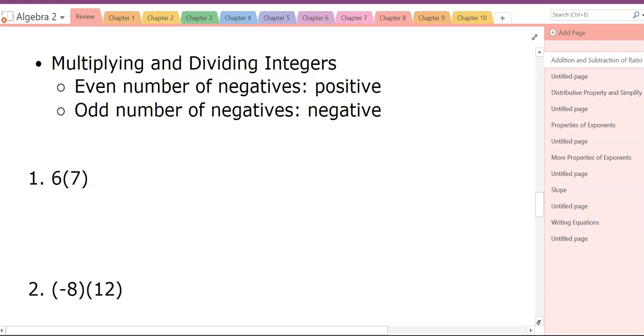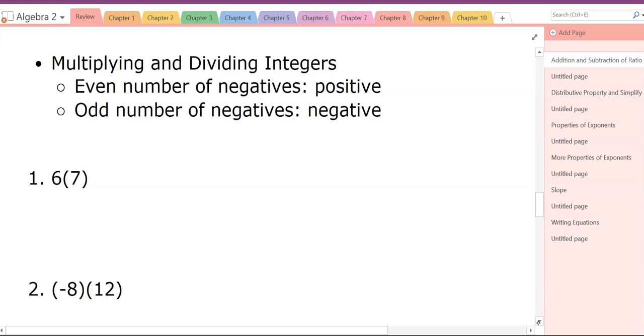So what this is doing is kind of shortcutting if you have a lot of numbers that you're trying to multiply, and you've got a lot of different signs going on. You just need to count the number of negatives that you see in the problem, and that'll tell you whether your final answer is positive or negative, depending on if you've come up with an odd or an even amount of negatives.